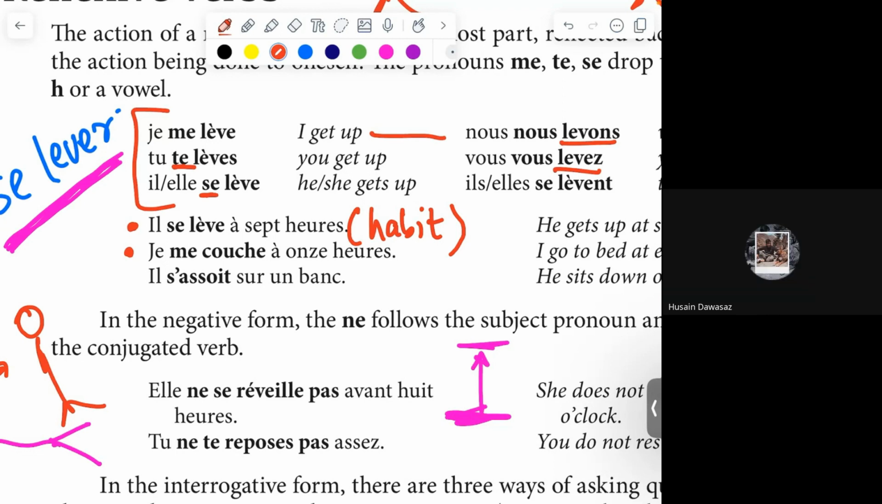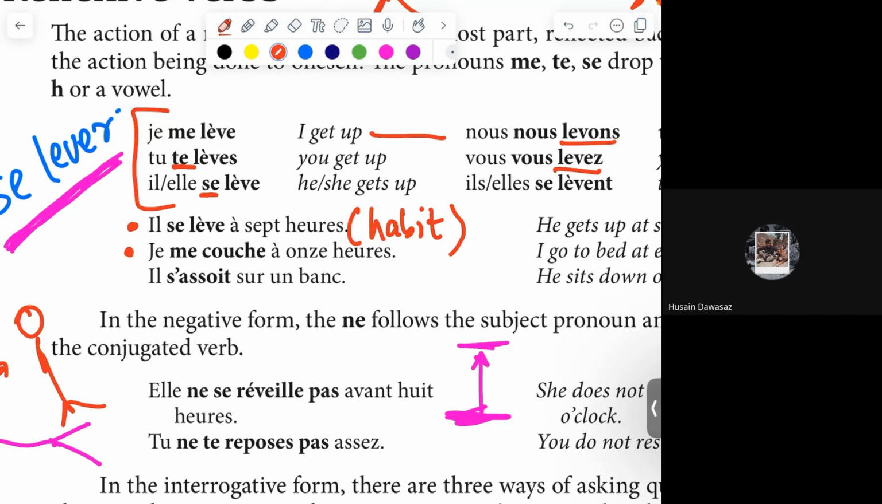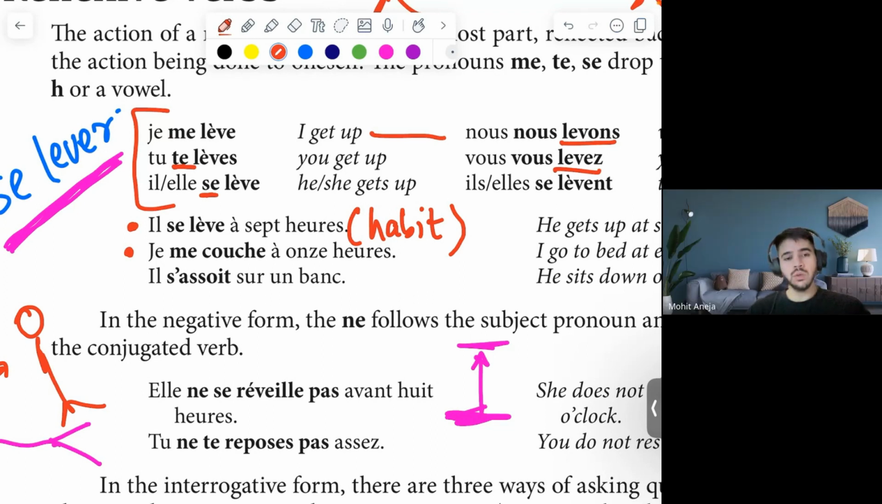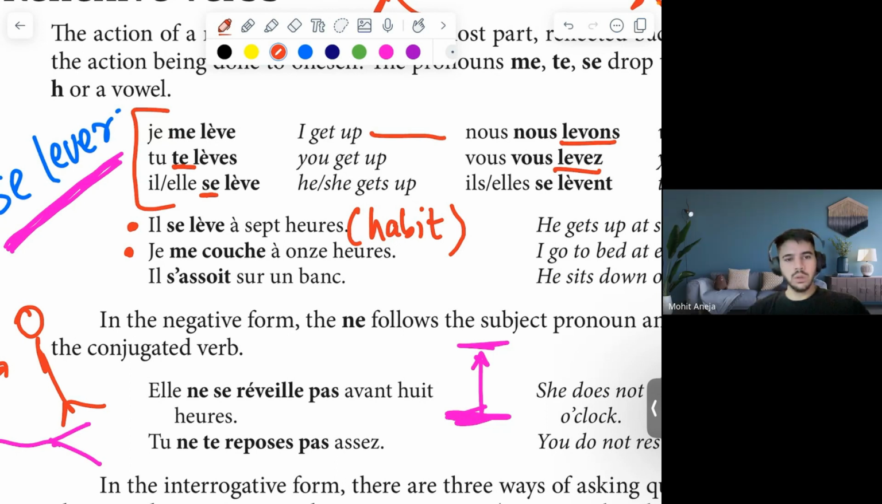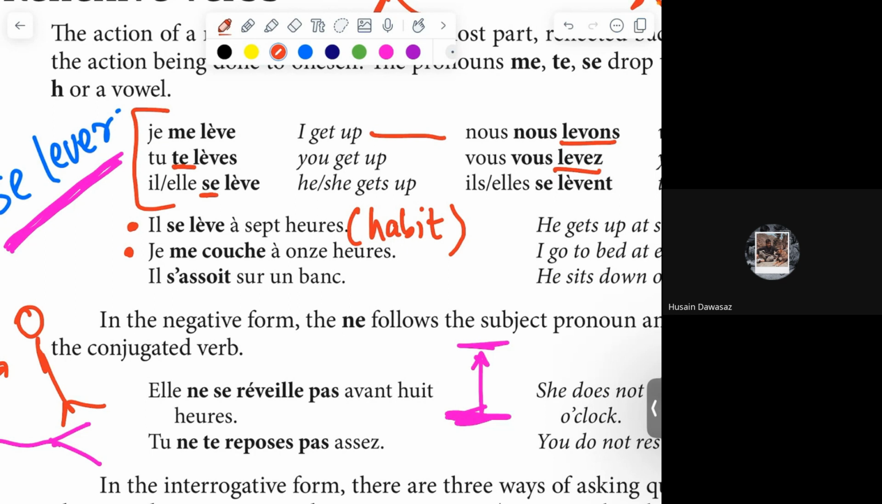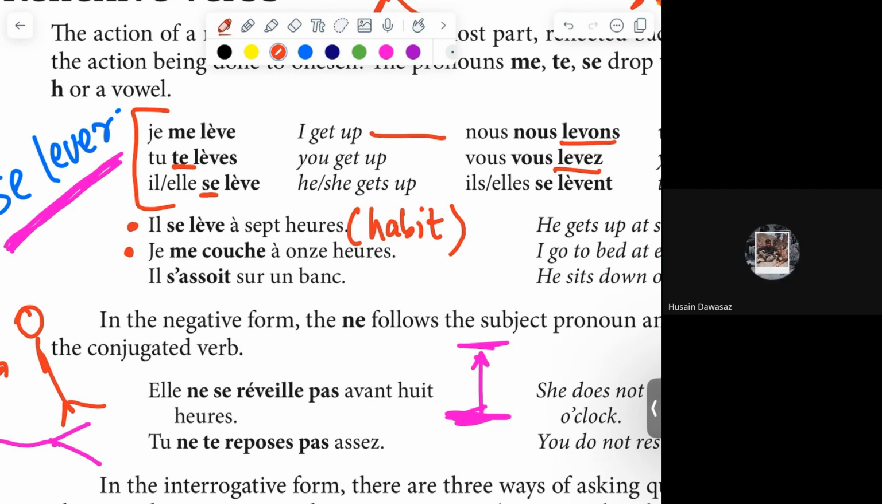Je me couche à 11 heures. Je me couche. It's couche. Couche, à, okay. À 11 heures. Can you say that again? Je me couche à 11 heures. At 11. Okay.